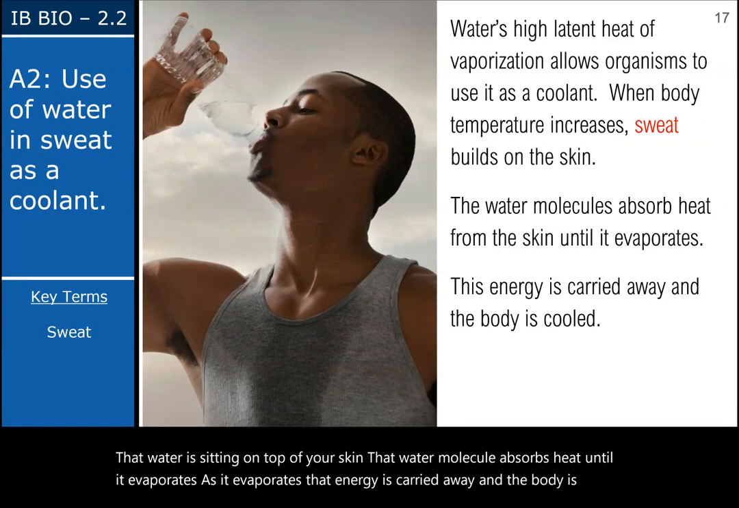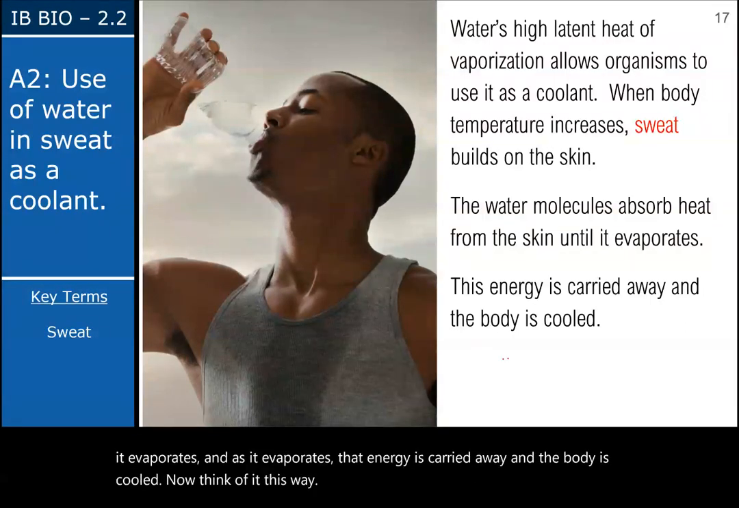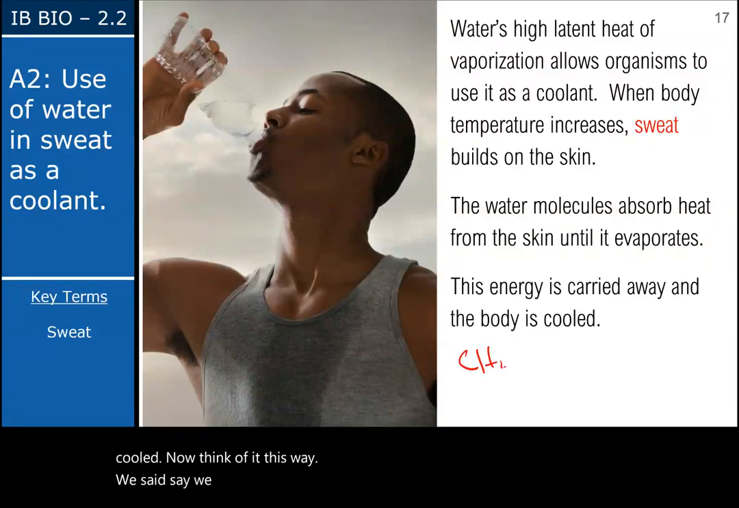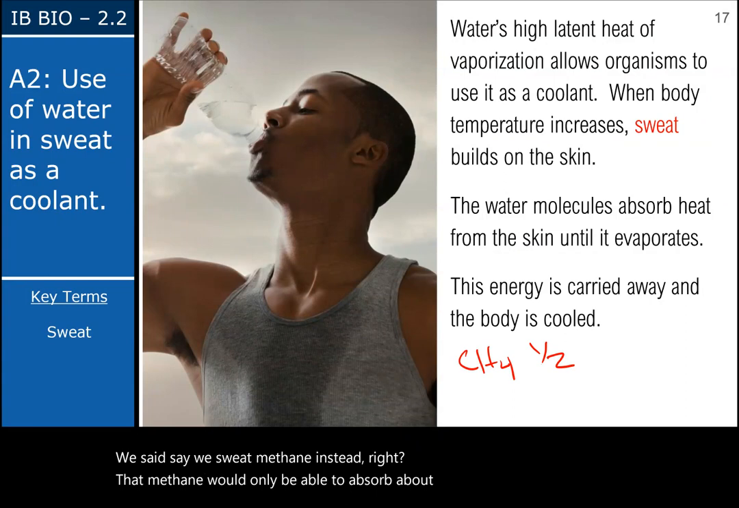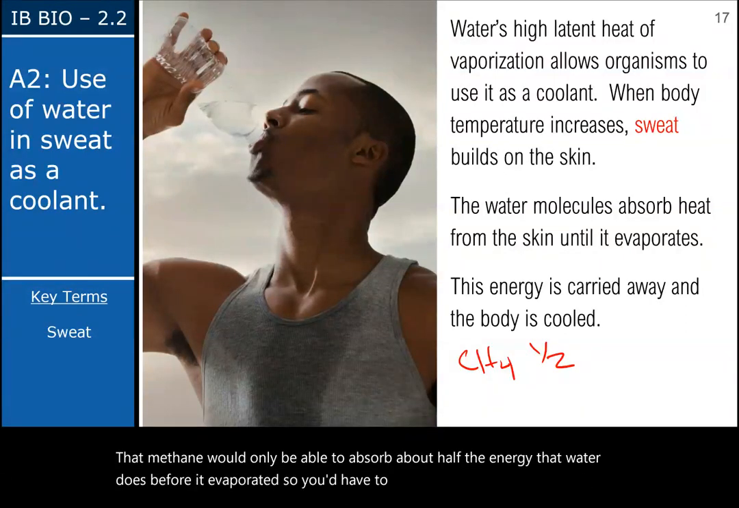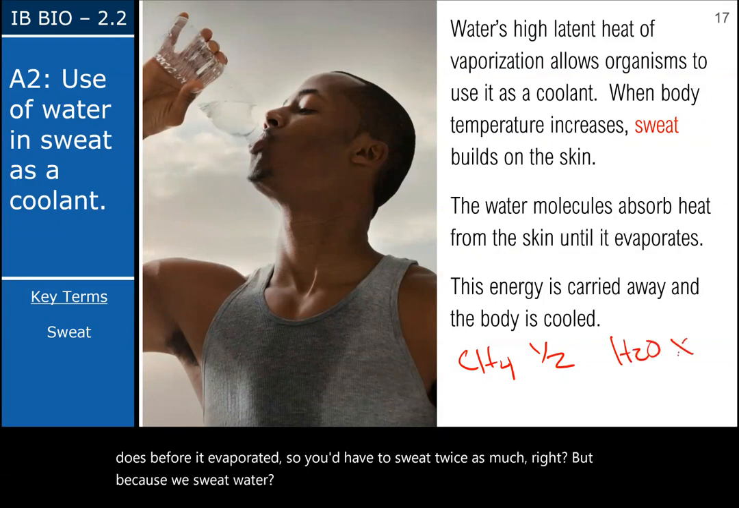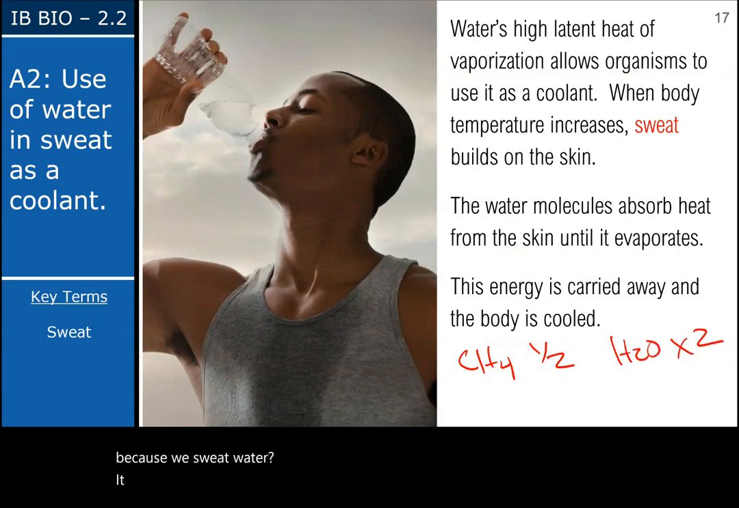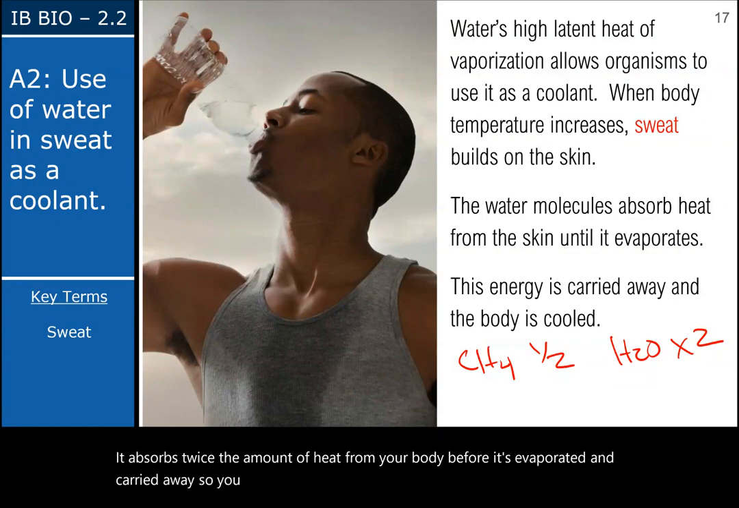Now, think of it this way. Say we sweat methane instead, right? That methane would only be able to absorb about half the energy that water does before it evaporated. So you'd have to sweat twice as much, right? But because we sweat water, it absorbs twice the amount of heat from your body before it's evaporated and carried away. So you get twice the cooling.